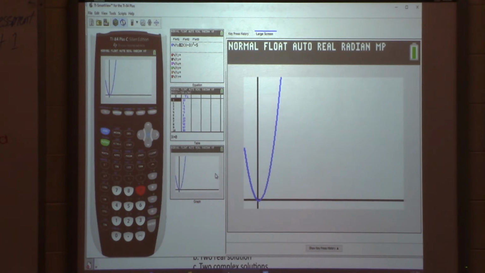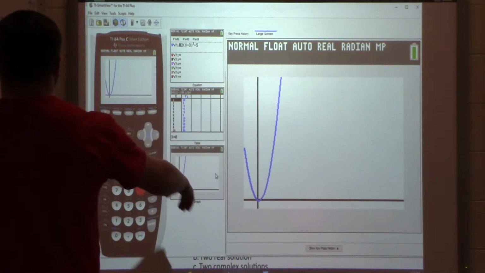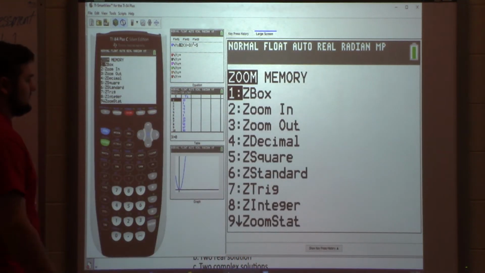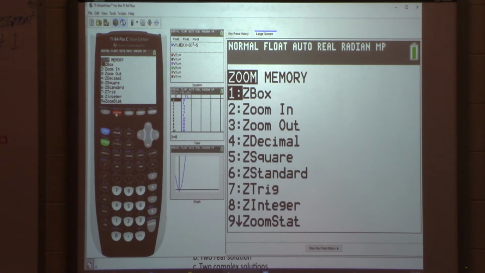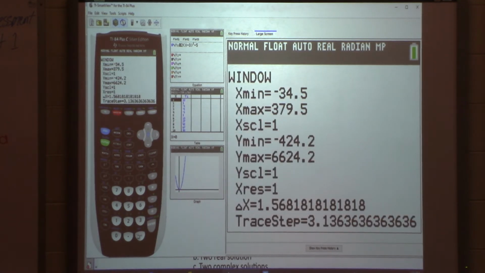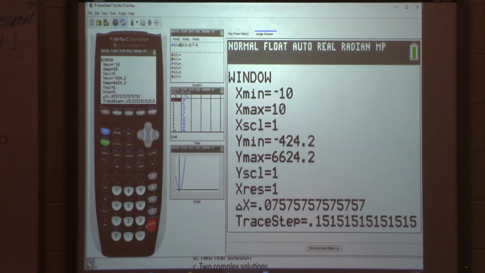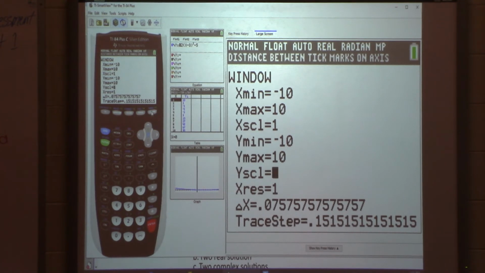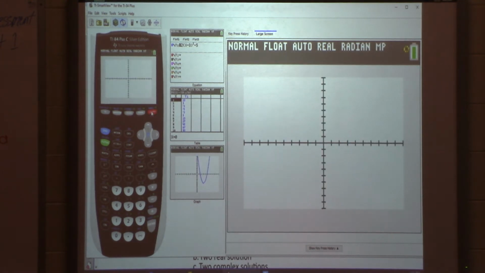If your Zoom 9 doesn't work, what I would suggest is going to your window. Not your zoom. Go to your window. Set your x minimum, let's start with negative 10. X maximum 10. X scale 1. Y minimum negative 10. Y maximum 10, y scale 1. See if that works. That's the one you should always start at. Hit graph. Oh, I got it. Wow, it looks so much better. Okay, it's a little more zoomed in than the Zoom 9 does, right?